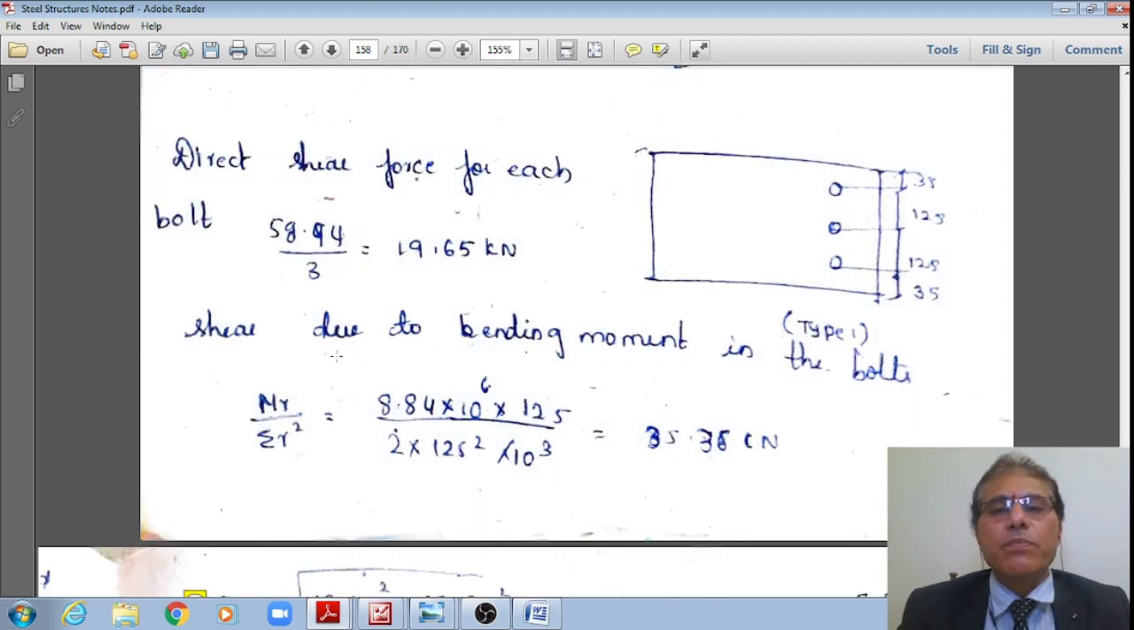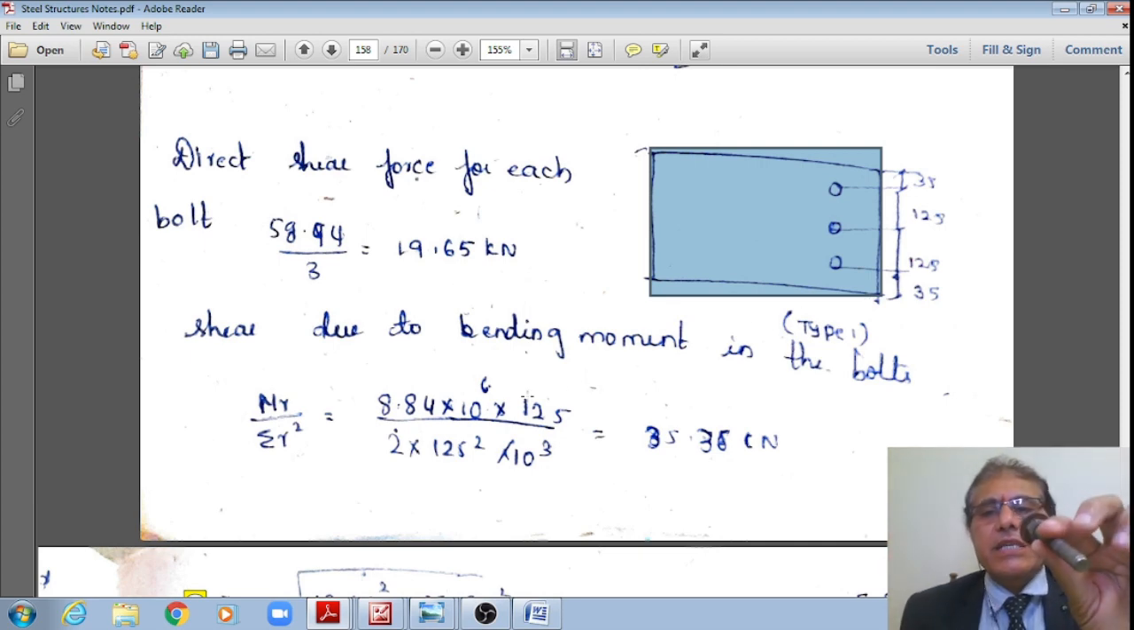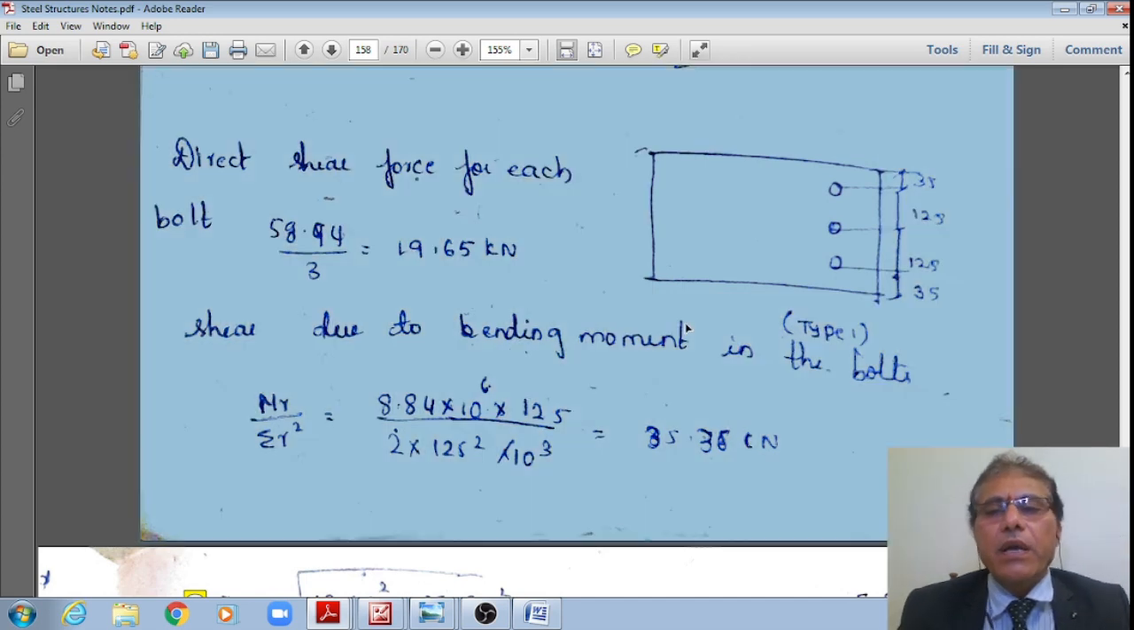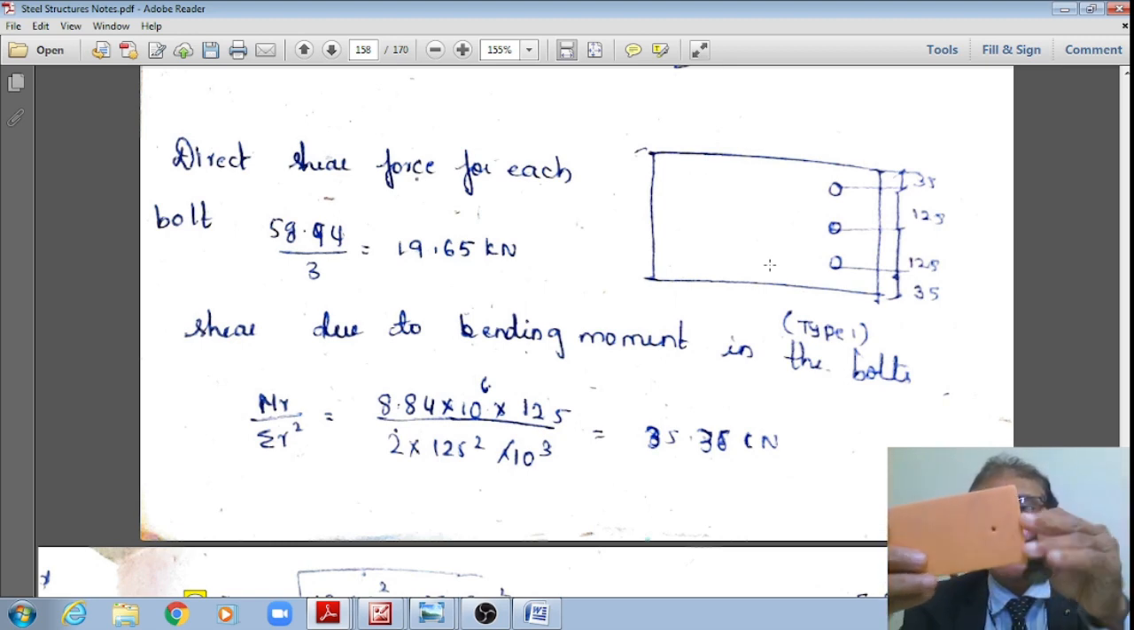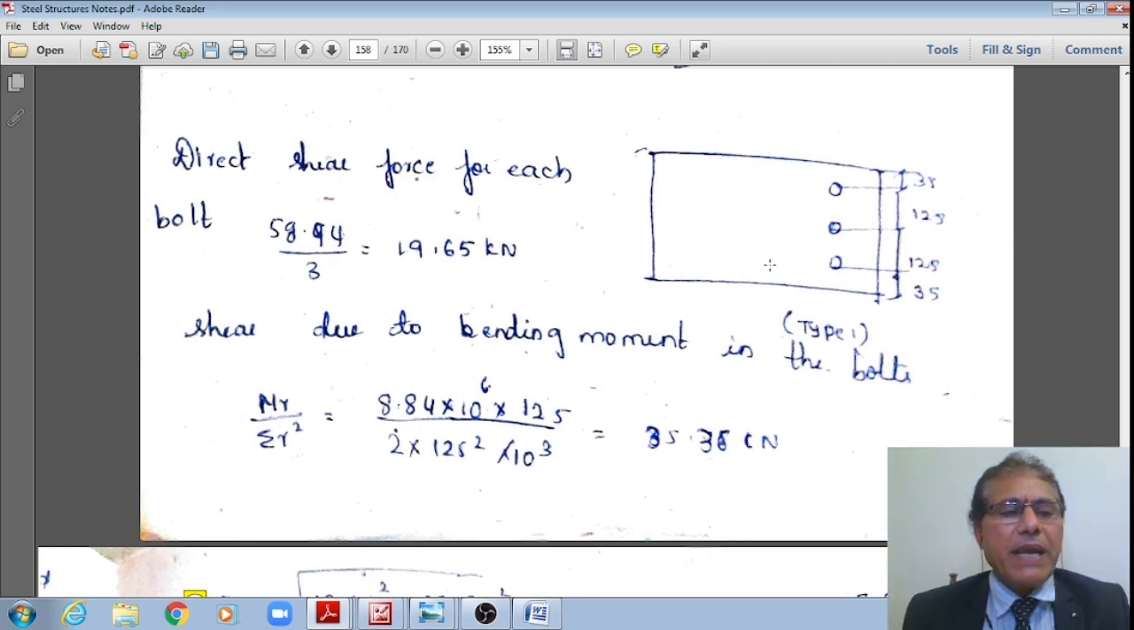However, please also see that this is subjected to bending. This batten plate is subjected to a bending moment of 8.84, and the code says that even their connections should be designed for that much bending moment. Please make a note of it. Therefore, these are also subjected to a bending moment of 8.84. Here you can see that the bolts are in the plane of the bending like this. This is how it is a type 1 bracket connection.